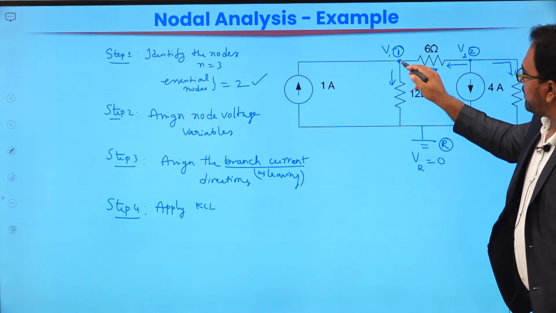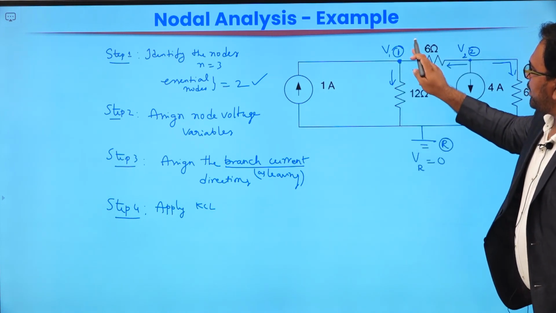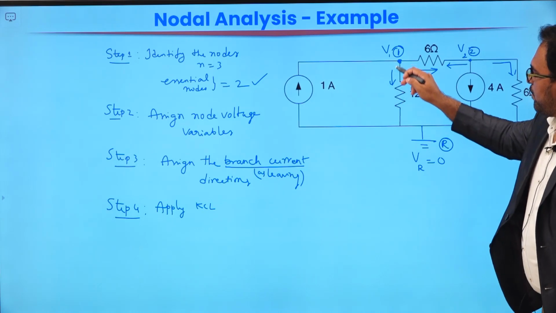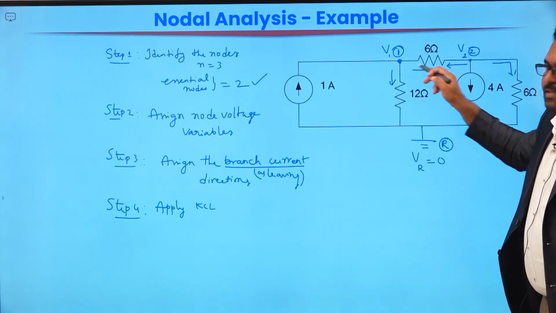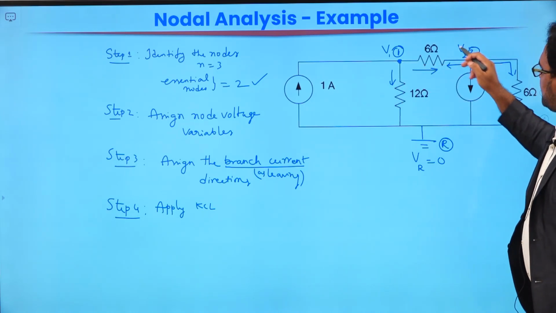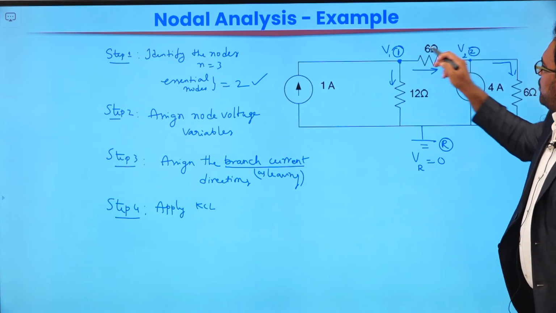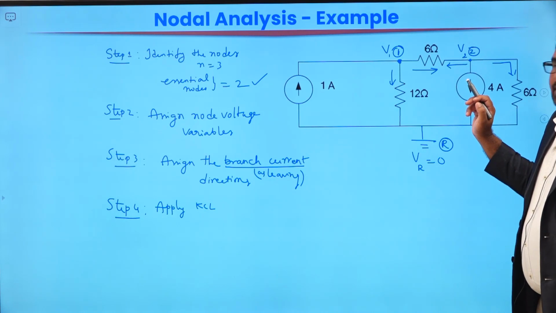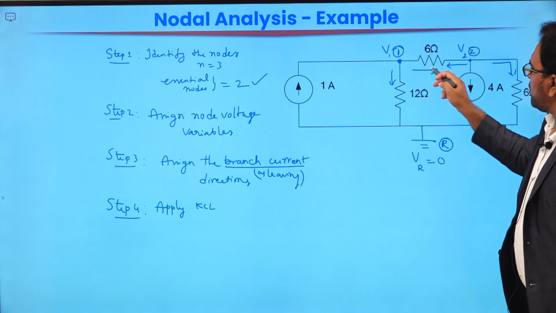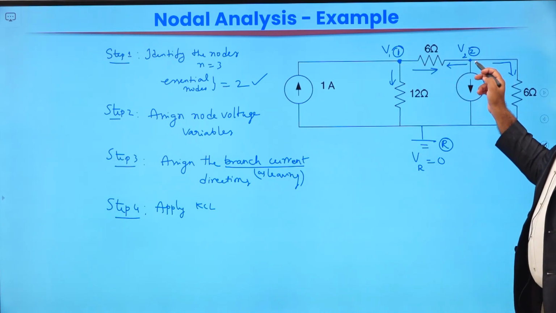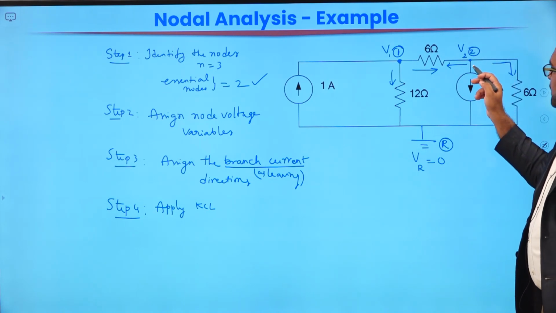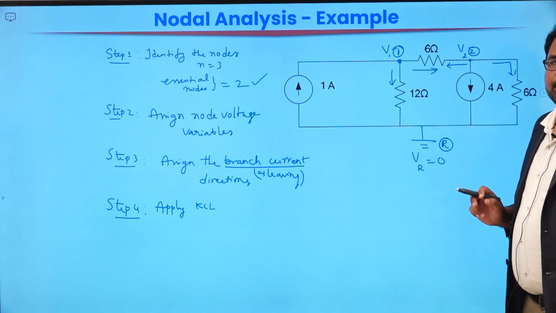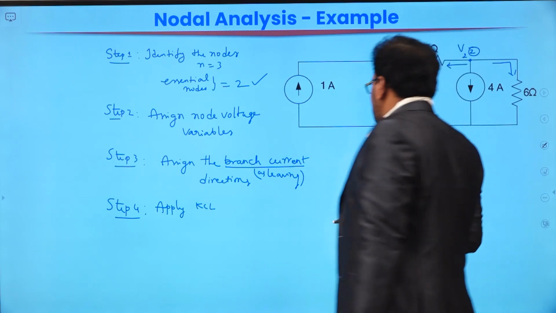When you apply KCL at node 1, you are going to assign that the currents are leaving like this. But the same 6 ohms is connected in between both the nodes. That's why it carries two current directions. For node 1, the current flows from 1 to 2. When applying KCL at node 2, you see that the current is flowing from node 2 to node 1. Now let us apply KCL at node 1.